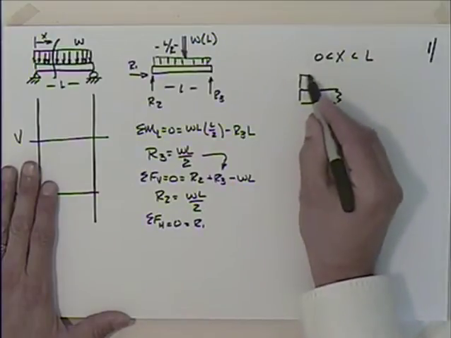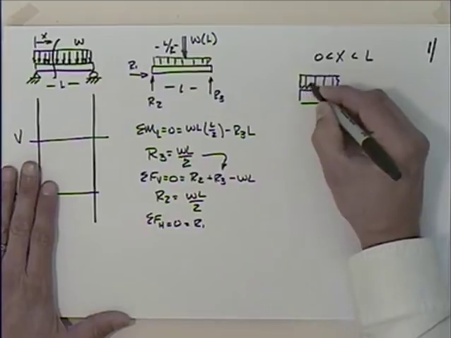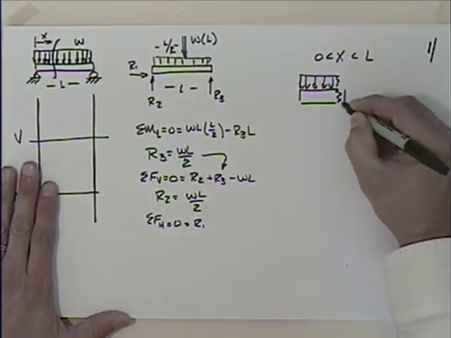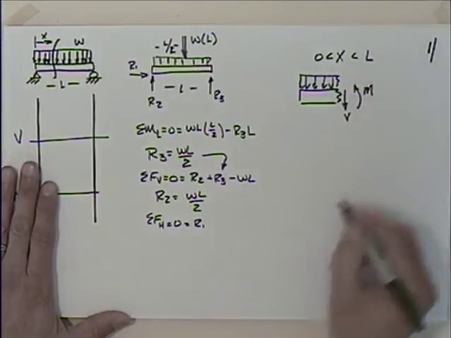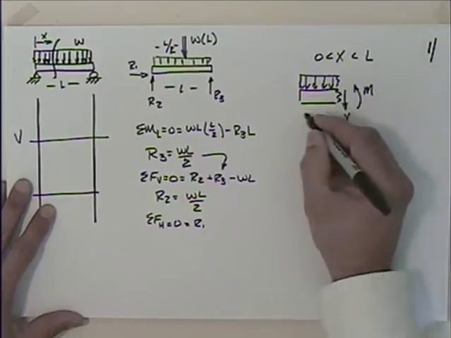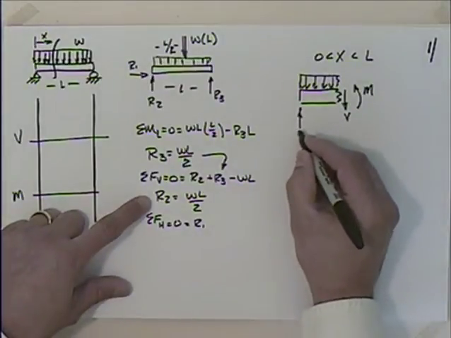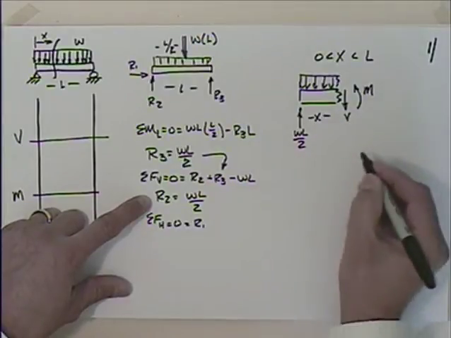And I've got to put the distributed load on there. And according to the deformation sign convention, the shear is going to go down like that, and the moment is going to go like that. I've got to put those in so my diagrams are consistent. And then I found this reaction WL over 2, where this distance here is X.